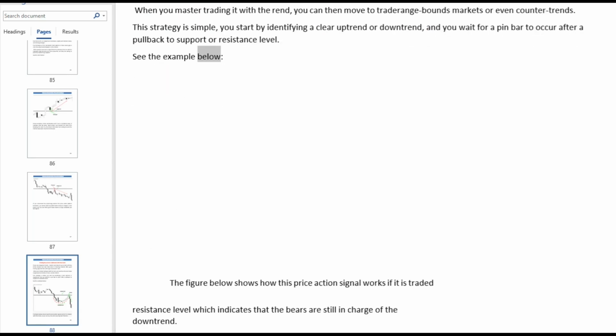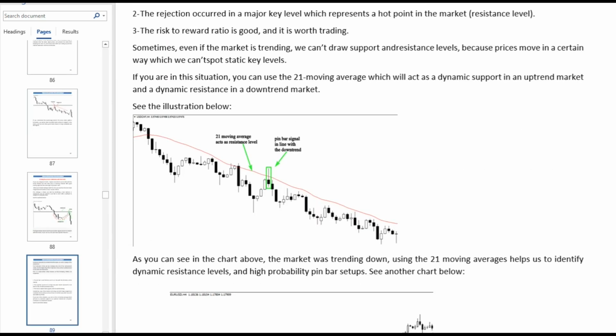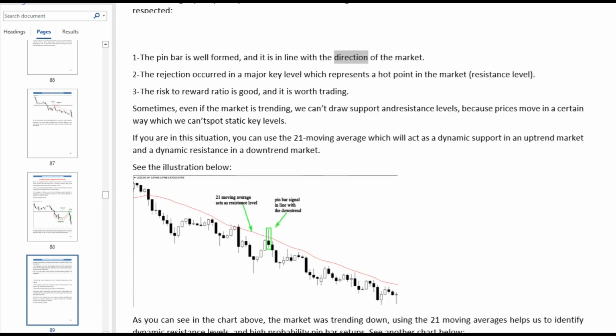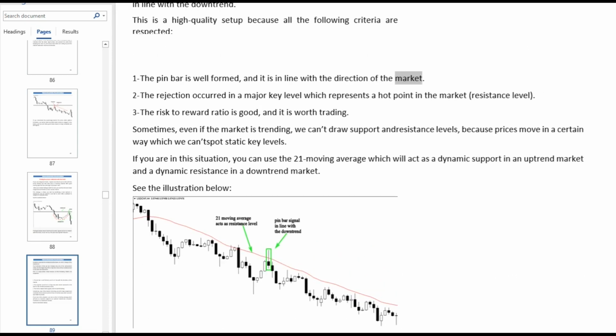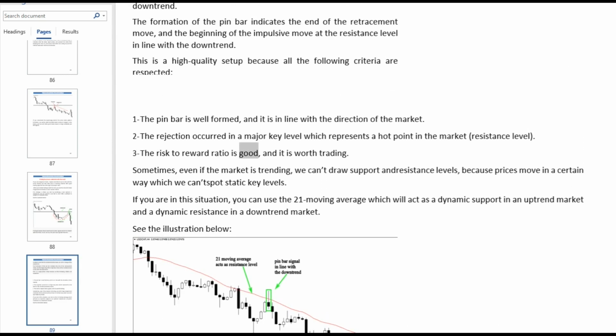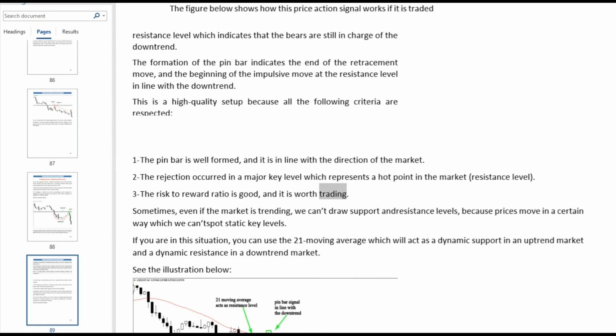See the example below. The pin bar is well formed, and it is in line with the direction of the market. The rejection occurred at a major key level which represents a hot point in the market, a resistance level. The risk to reward ratio is good, and it is worth trading. Sometimes, even if the market is trending, we can't draw support and resistance levels, because prices move in a certain way in which we can't spot static key levels.